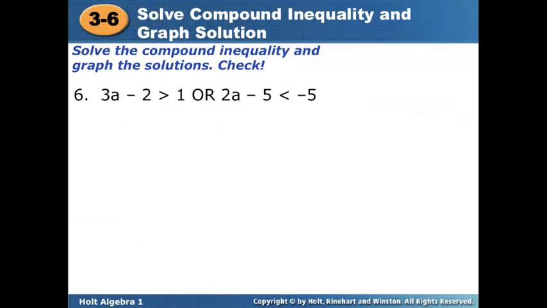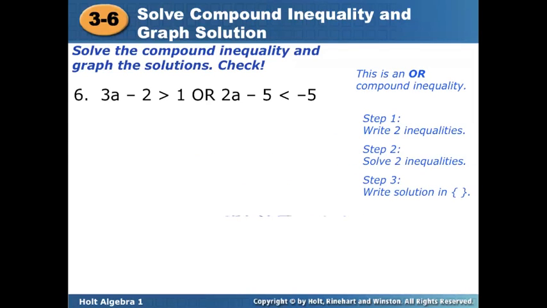Example number 6. Copy this to your notebook paper. We have 3a minus 2 is greater than 1, or 2a minus 5 is less than negative 5. This is an or compound inequality. You will always see the word or when working or compound inequalities. The first step says to write the two inequalities. You've already done so, so now we're ready to solve.